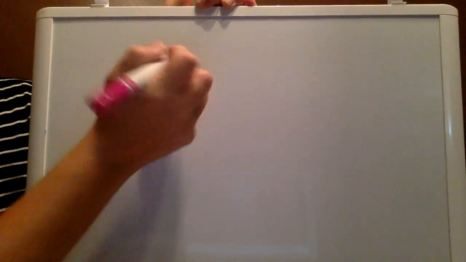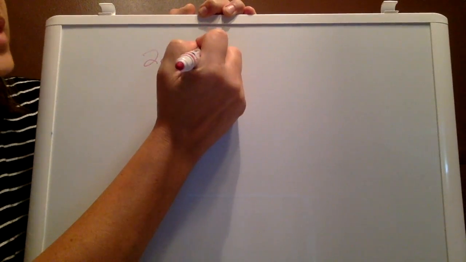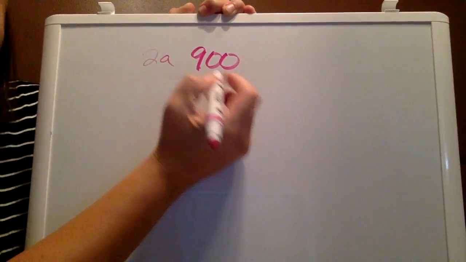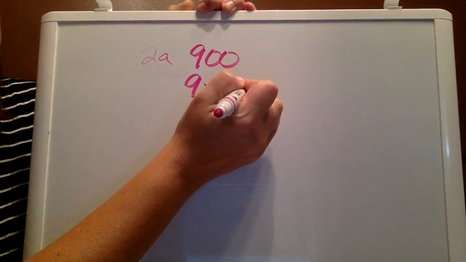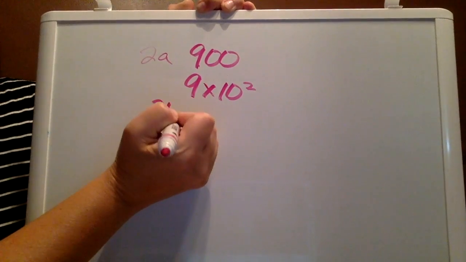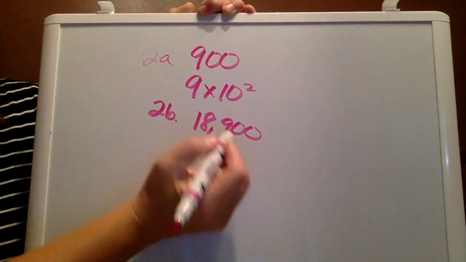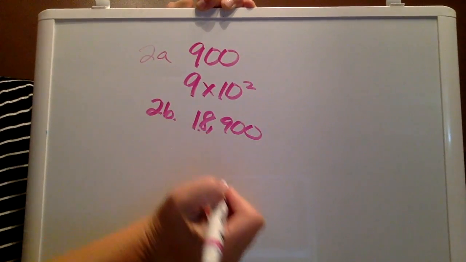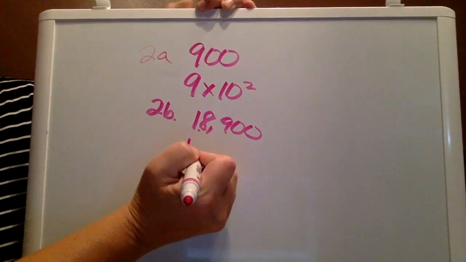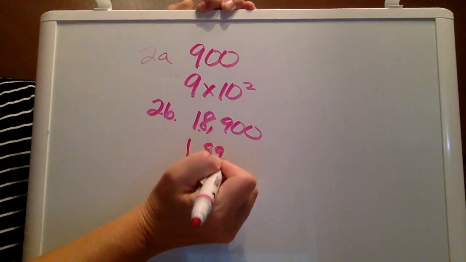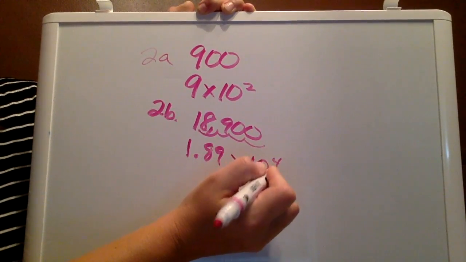For example 2 on page 154, you have some examples of expressing each number in scientific notation. For 2a, it says 900, and we write that in scientific notation. So 900 is in standard form. Scientific notation would be 9 times 10 squared. For 2b, it's 18,900. Again, we're looking to place the decimal somewhere so that we get a number greater than or equal to 1, but less than 10. So this becomes 1.89 times 10 to the 4th power.